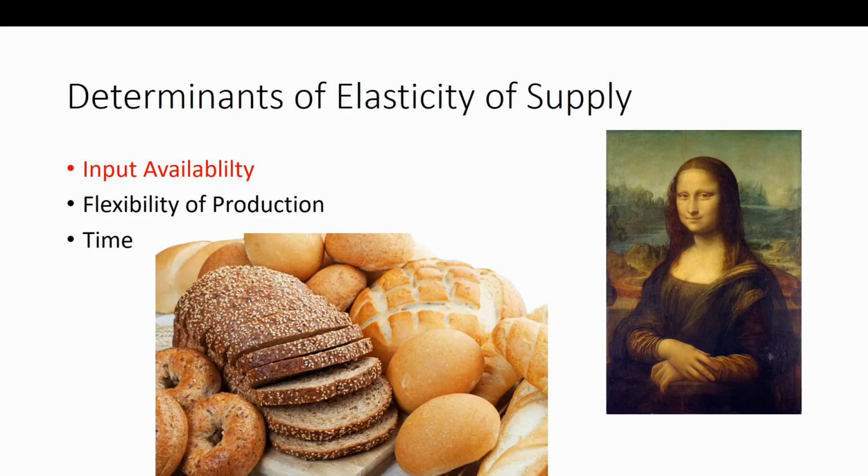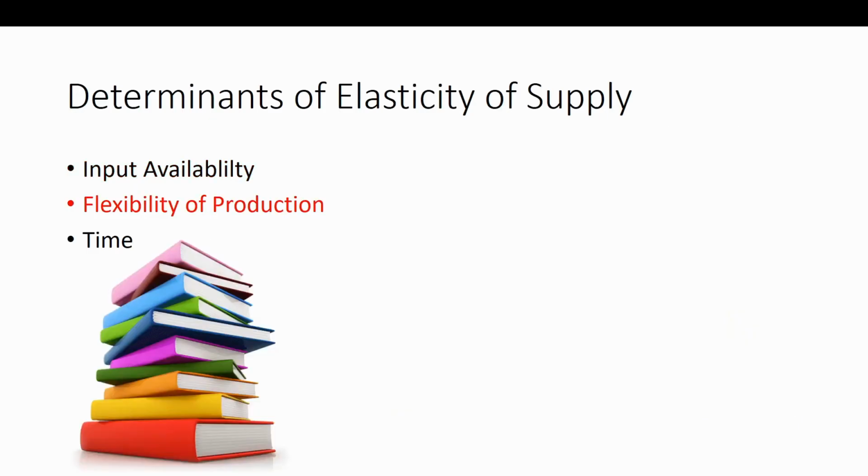There are zero inputs available for the Mona Lisa, right? Leonardo da Vinci is gone. We can't paint another Mona Lisa. It's not possible. So the elasticity of supply for Mona Lisas is perfectly inelastic, right? It can't happen again. Let's move on to flexibility of production.